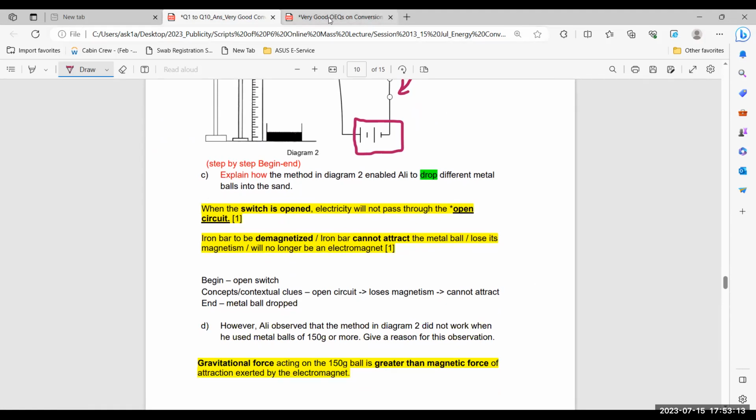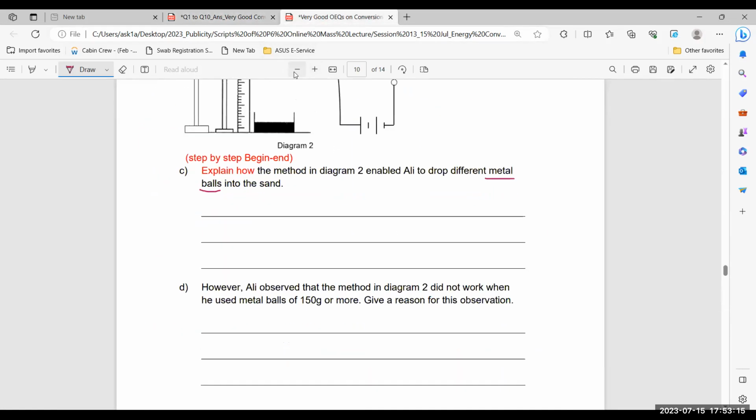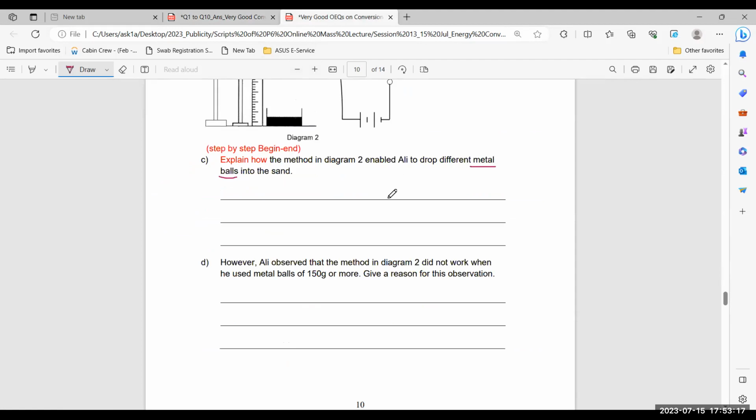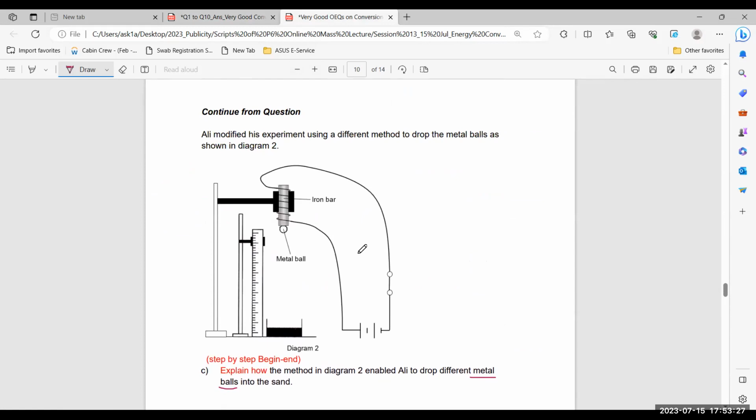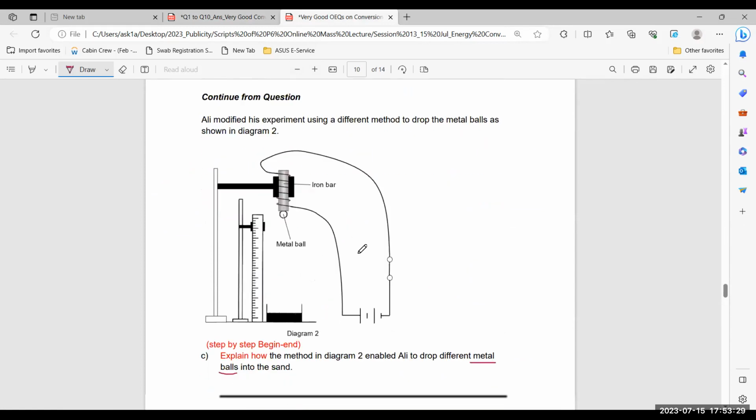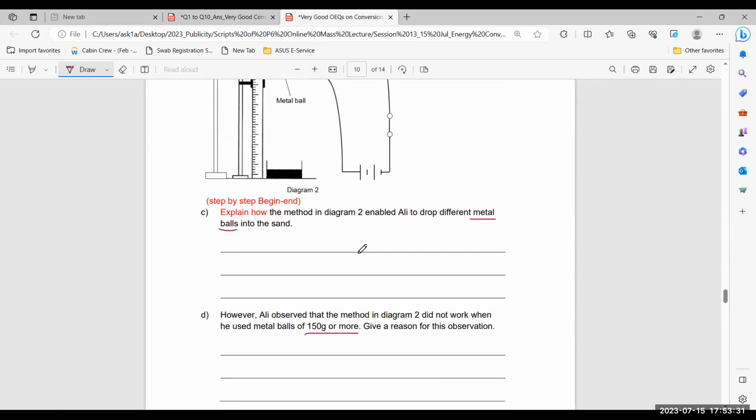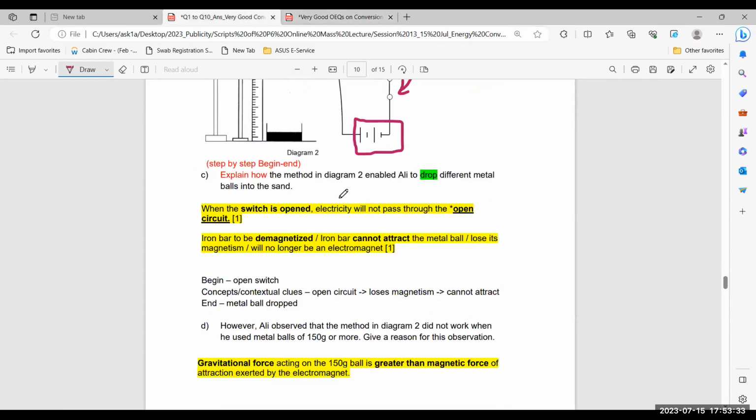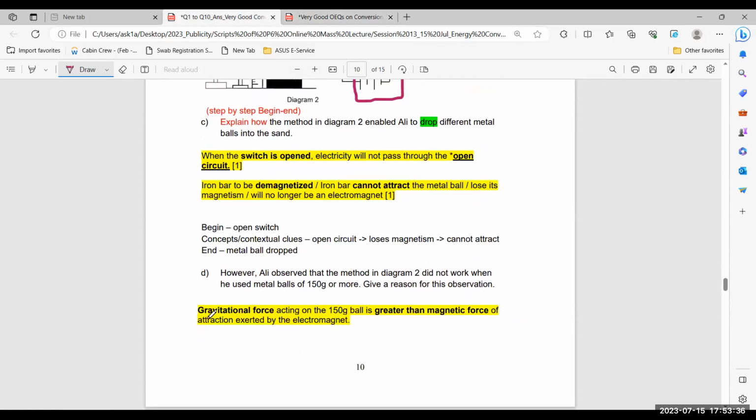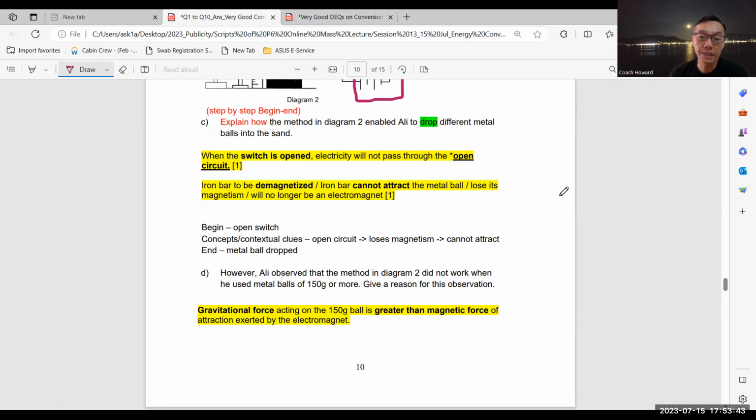Then part two. They ask you: however, Ali observed that the method in diagram 2 did not work when he used balls of 150 grams or more, because at first it was 50 grams. That means the lighter one works, but the heavier one doesn't. The reason is that the heavier metal balls have more weight. The gravitational force acting on them is greater than the magnetic force.